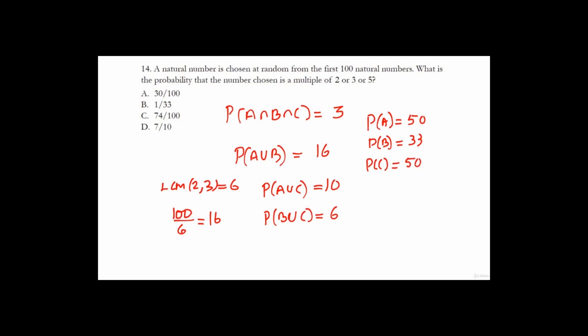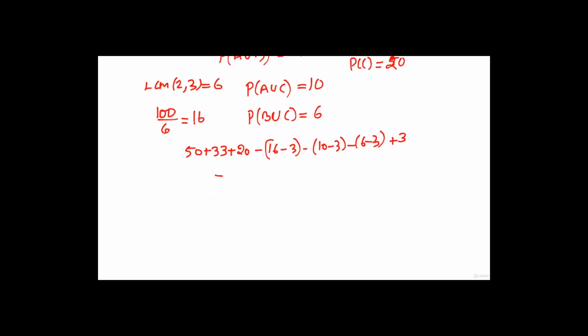So according to the equation that we have written earlier, the number of values that are divisible by either 2 or 3 or 5 is 50 plus 33 plus 20, minus 16 minus 3 minus 10 minus 3 minus 6 minus 3, plus 3. So we get 103 minus 13 minus 7 minus 3 plus 3. So 103 minus 13 is 90, 90 minus 7 is 83.